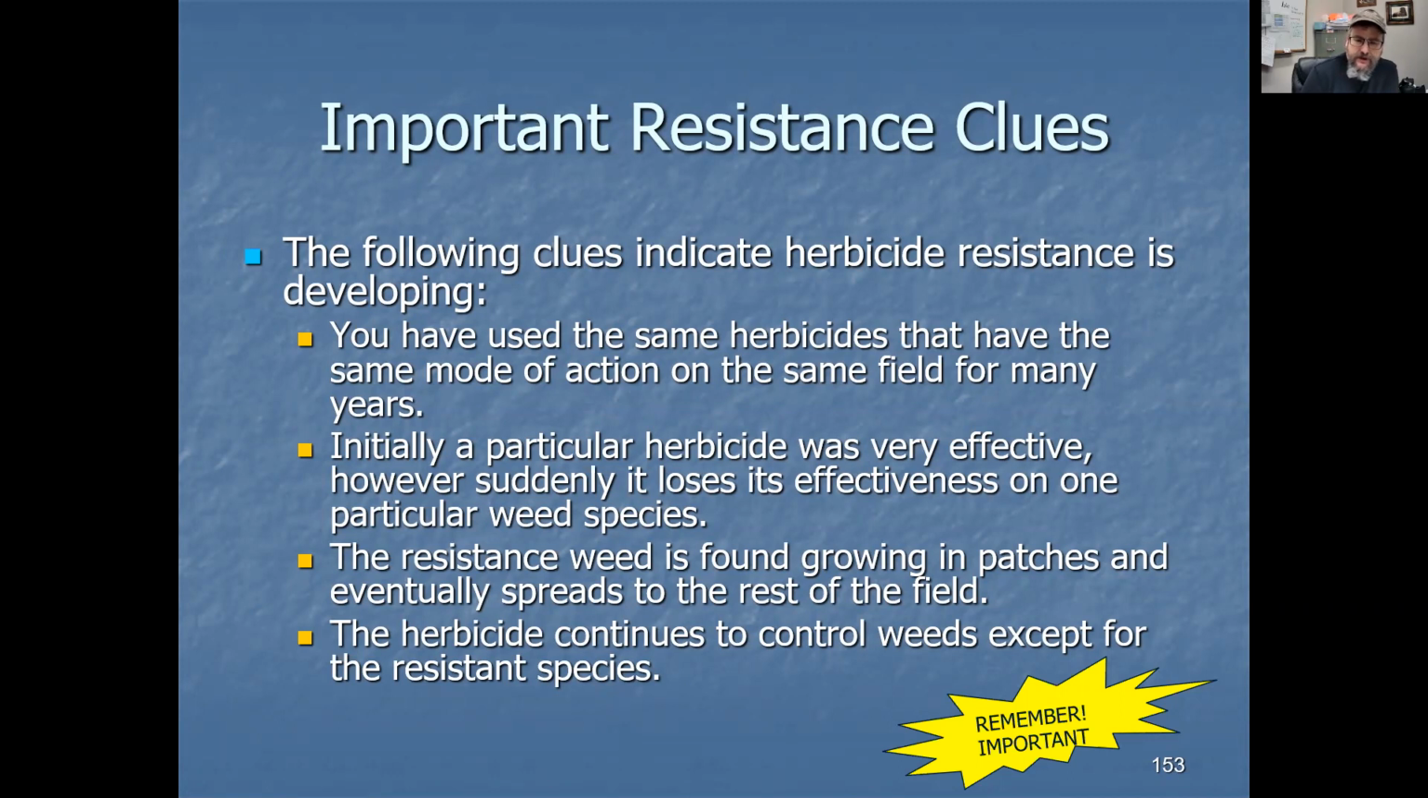If initially a particular herbicide was very effective, however, suddenly it loses its effectiveness on one particular weed species. You might find it's working well, but there's one weed species here that isn't dying and has developed a resistance. The resistant weed is found growing in patches and eventually spreads to the rest of the field. The herbicide continues to control weeds except for the resistant species.